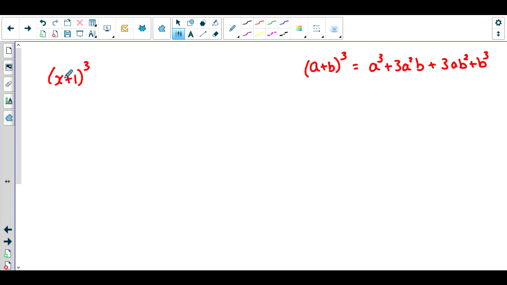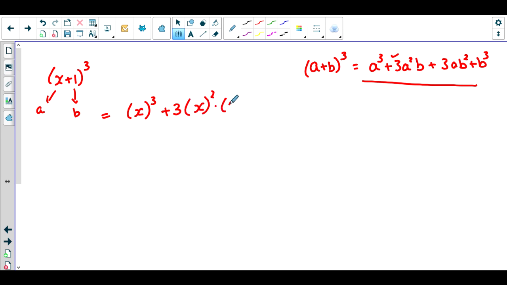Now suppose this is a plus b whole cube. You can say that this is your a and this is your b. What you have to do is substitute openly, putting these values in this format. So we'll say x plus 1 whole cube. X is my a, so first I have a cube, so I do x cube. Then I have 3a square from the formula, so I put 3 x square, because a is my x. B is 1, so I put here a 1. Then plus 3ab square, plus 3x, because it's a, and 1 square, plus b cube, which is 1 cube.